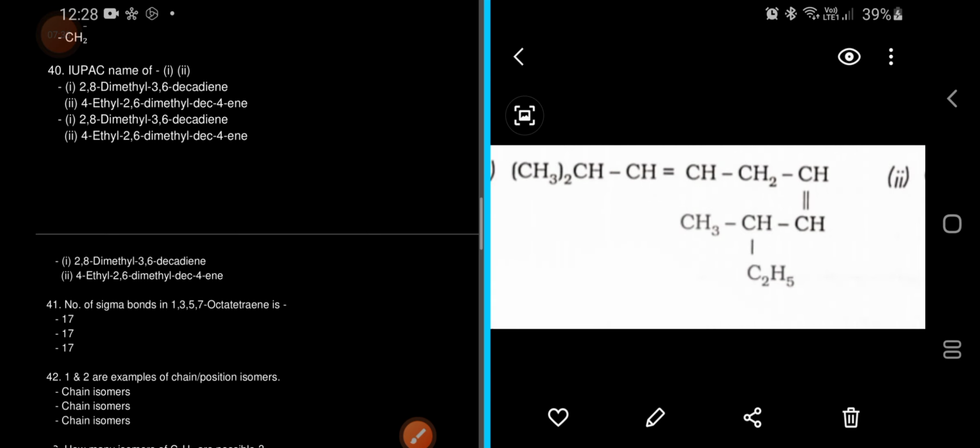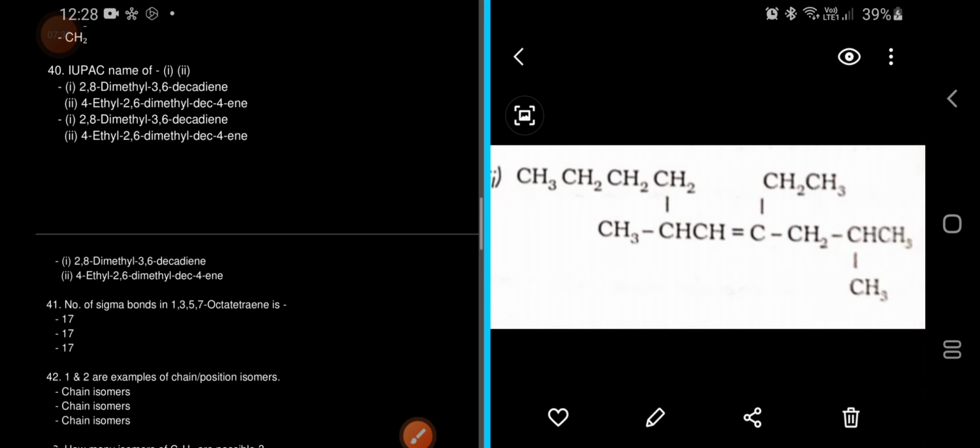First one: 2,8-dimethyl-3,6-decadiene. Second one: 4-ethyl-2,6-dimethyl-dec-4-ene. Number of sigma bonds in 1,3,5,7-octatetraene is 17.